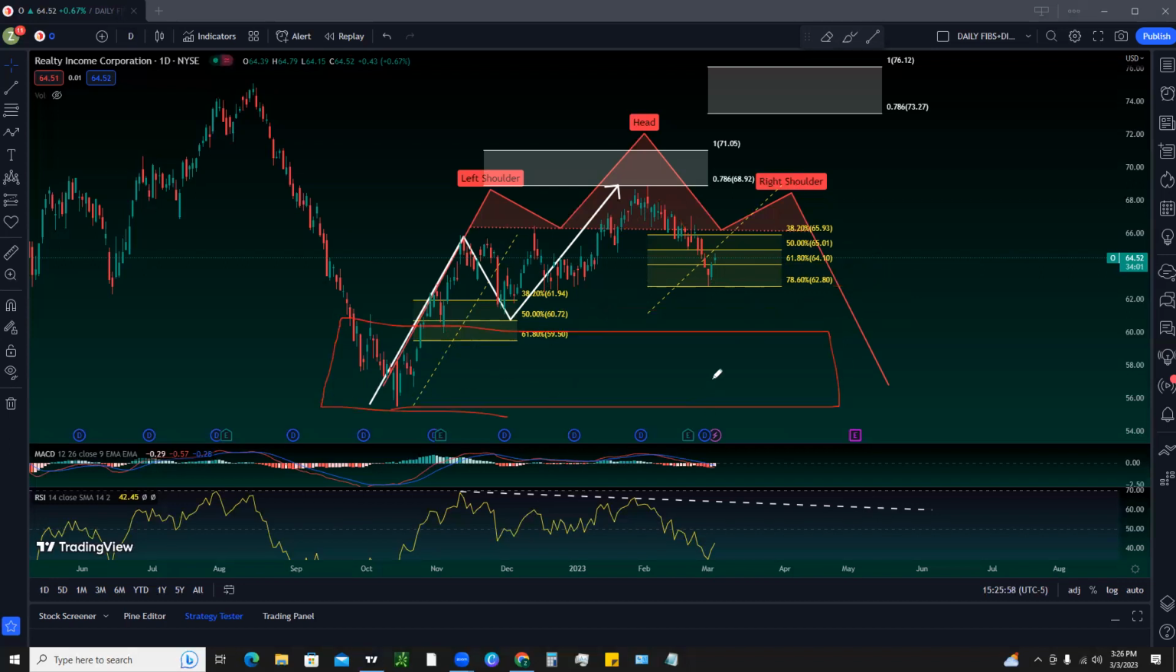We don't know exactly where it's going to go, but above here, we have the possibility of continuing the trend and retesting our previous highs, as well as potentially even hitting our bullish price targets to the upside.